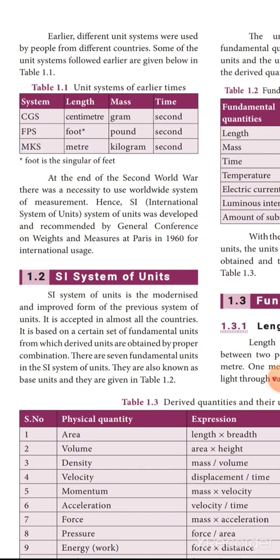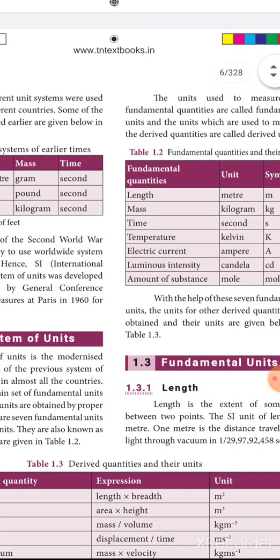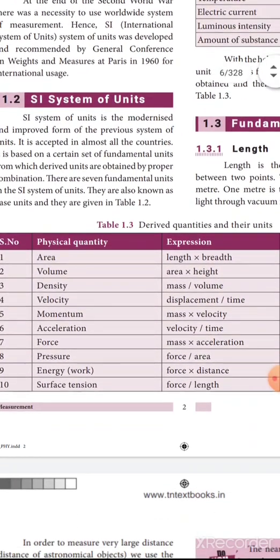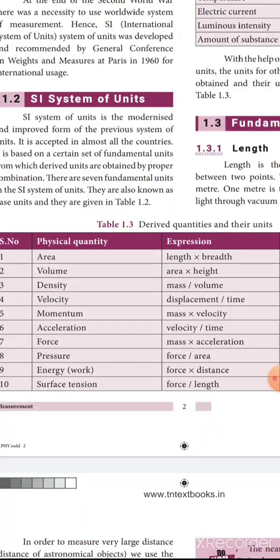How many fundamental units are in the SI system? Yes, 7 fundamental units. What are they? Yes, that is length, mass, time, temperature, electric current, luminous intensity, amount of substance. These are fundamental quantities. Okay dears, now mark the book back answers.